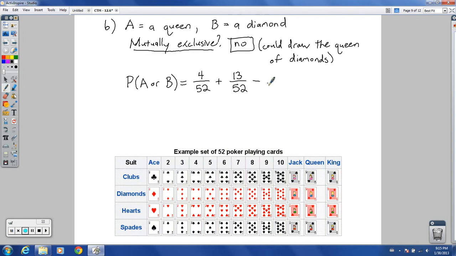And now what am I going to subtract? How many of them are both queens and diamonds? It was just this one. It was just the queen of diamonds, and so that's all that we're getting rid of. All we're subtracting is just 1 out of 52.